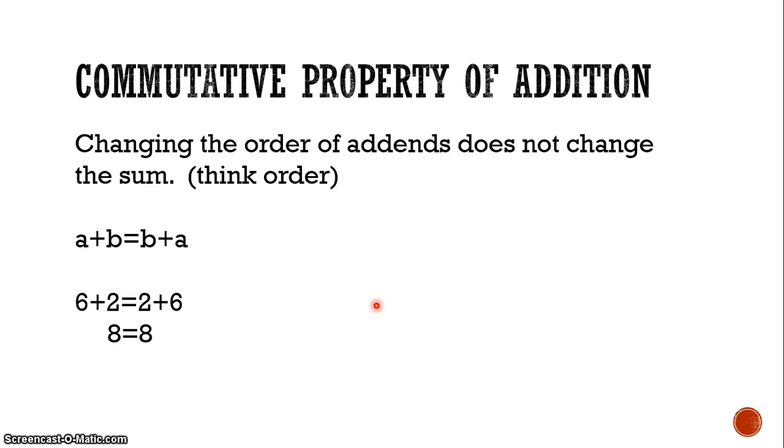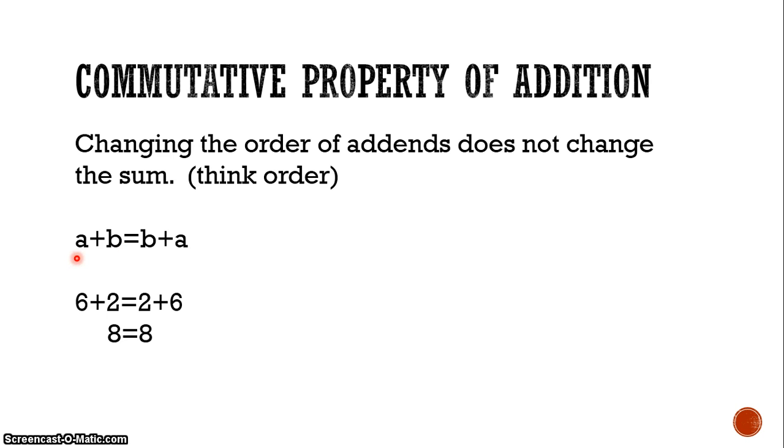The first property we're going to talk about is the commutative property of addition. So you have to memorize these names and how they work. Commutative property of addition simply means changing the order of the addends does not change the sum. So you have to think order, which order the addends are in.